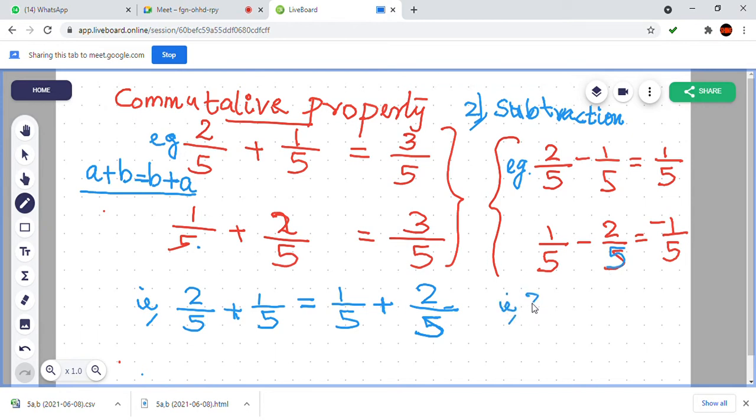2 by 5 minus 1 by 5 is not equal to 1 by 5 minus 2 by 5, so give the not equal to symbol. Can you please say what we want to write after the subtraction heading? After subtraction, you can write: commutative property is not true.